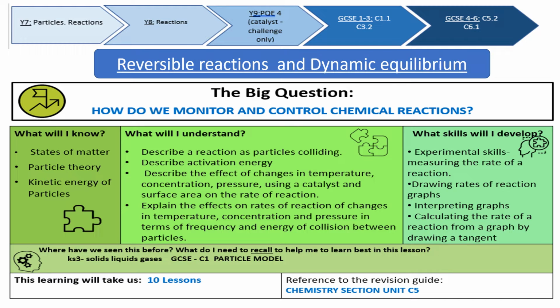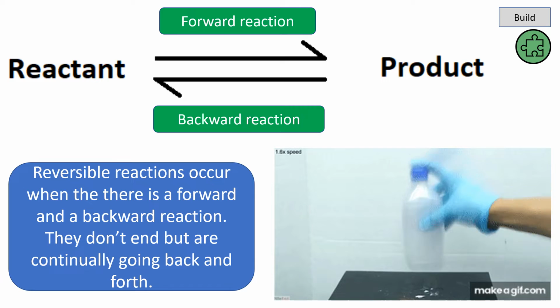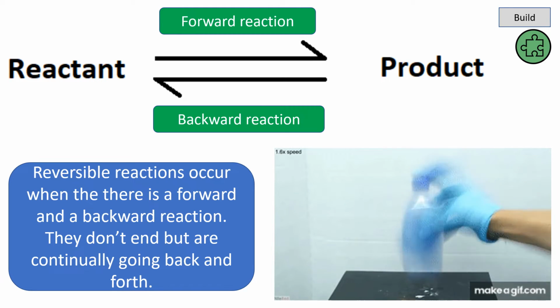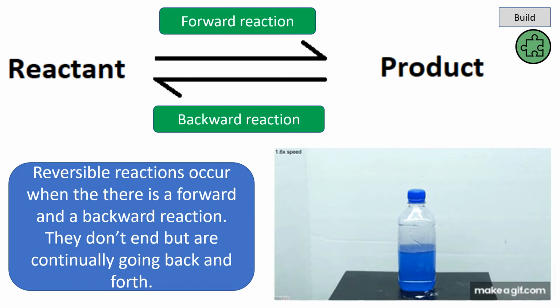Hello and welcome to our first lesson on reversible reactions and dynamic equilibrium. This is for foundation and higher tier. In previous lessons, you have learned that a chemical reaction is defined by making something new and is difficult to reverse, and that is almost always the case for most chemical reactions. However, there are some chemical reactions that are reversible, and we showed this using the split arrow.